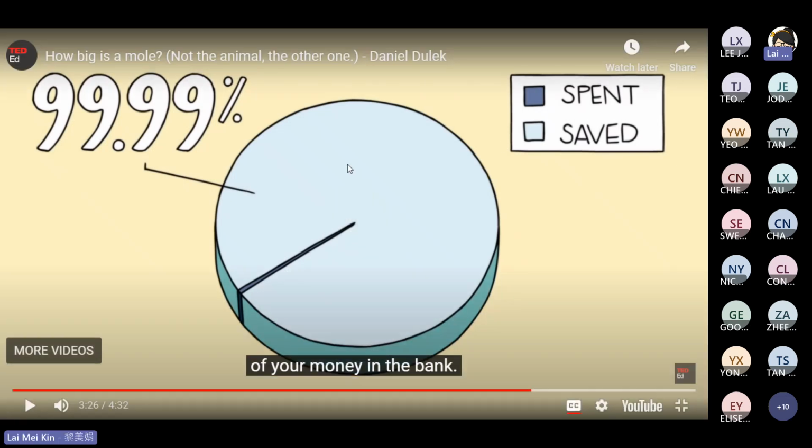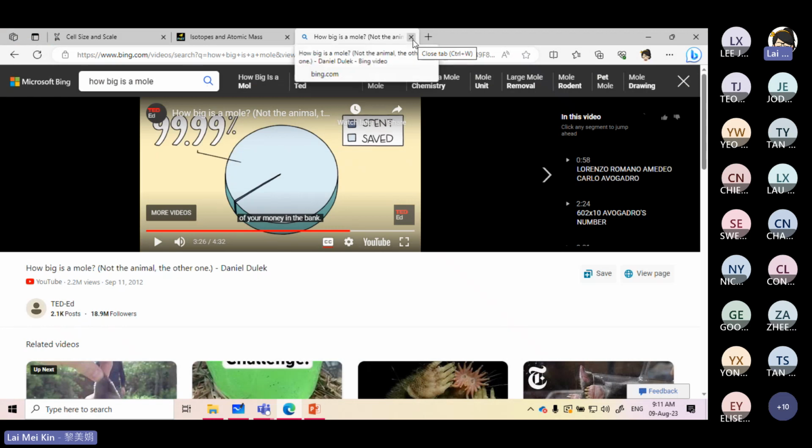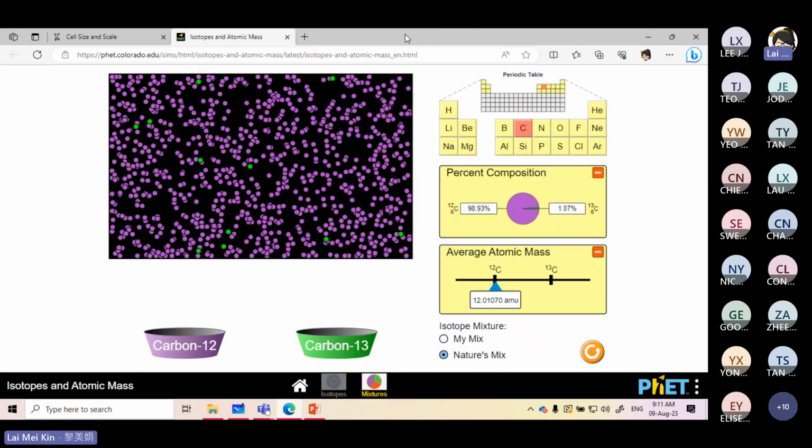That is how much 6.02 times 10 to the power of 23 is. We know this number, we know it is Avogadro's constant, but how much exactly is it? If you have that amount of basketballs, you can create the entire Earth. And if you have that amount of money, and you spend 1 million every day, you still have 99.99% of the savings in your bank. So just to give you an idea how big exactly Avogadro's constant is.